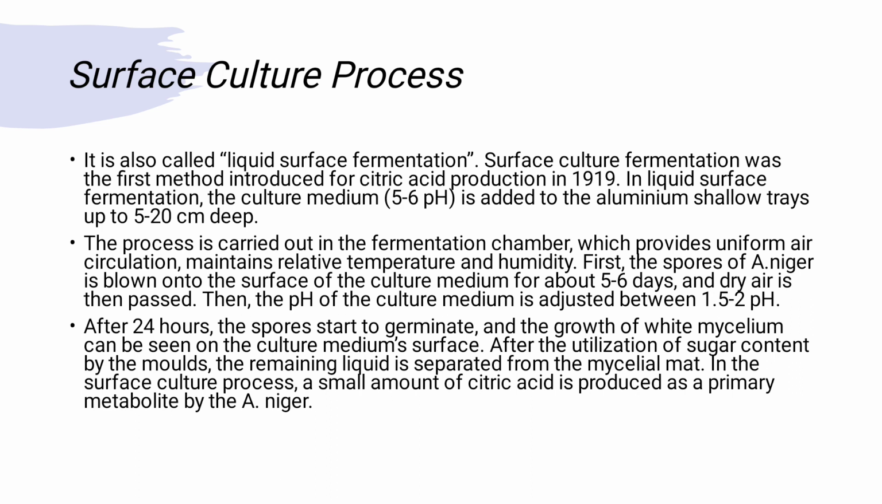The process is carried out in the fermentation chamber, which provides uniform air circulation and maintains relative temperature and humidity. First, the spores of Aspergillus niger are blown onto the surface of the culture medium for about 5 to 6 days, and dry air is then passed. Then the pH of the culture medium is adjusted to between 1.5 and 2.